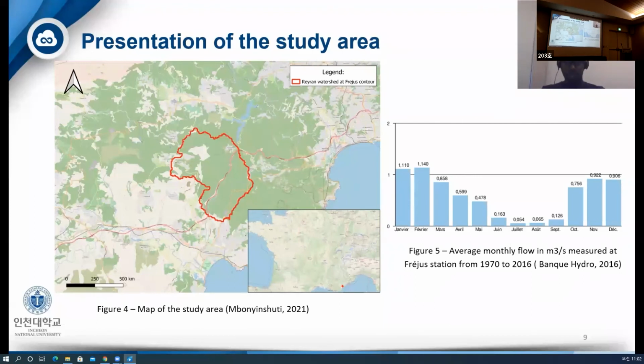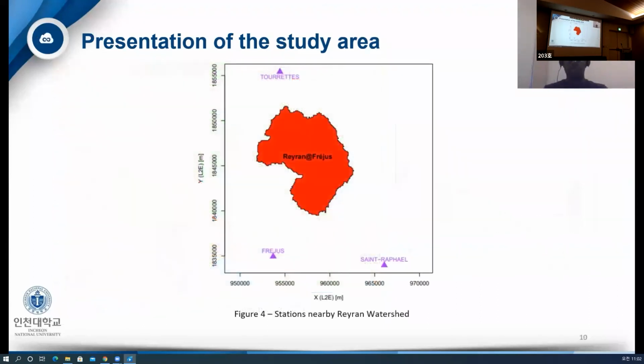Its hydrological regime is Mediterranean pluvial. Therefore, it is characterized by a single annual alternation of high and low flows, as you can see in the graph on the right side. The watershed is mainly fed by rainfall. So here is the map of the three stations nearby the watershed.